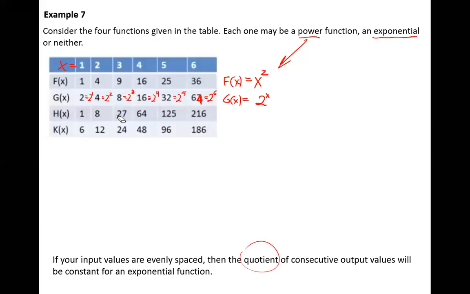1, 8, 27, 64, 125. I don't know if we recognize the numbers. Again, what do you think? It's 4x? Let's look at this one, 27. If I multiply 4 times 1, I will not get 1.